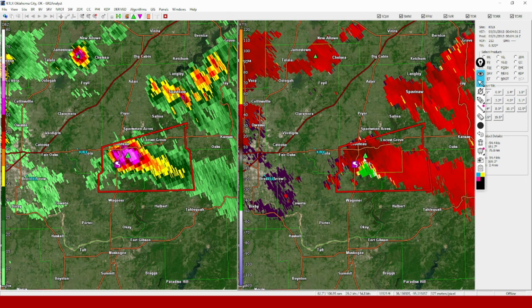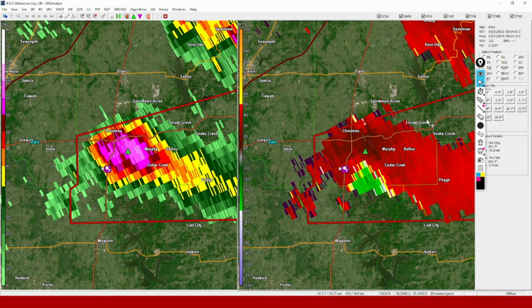This is another case here. This is what we call broad rotation, so it's not going to be that really tight rotation like I just showed you. It's going to be more broad. At this stage, when it's this broad, it's usually not going to be a tornado, but if it was, it'd be right in there, where that dot is.